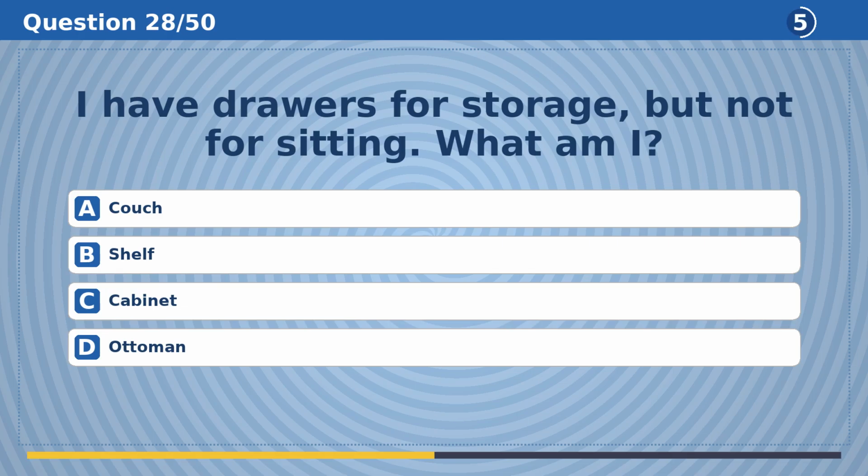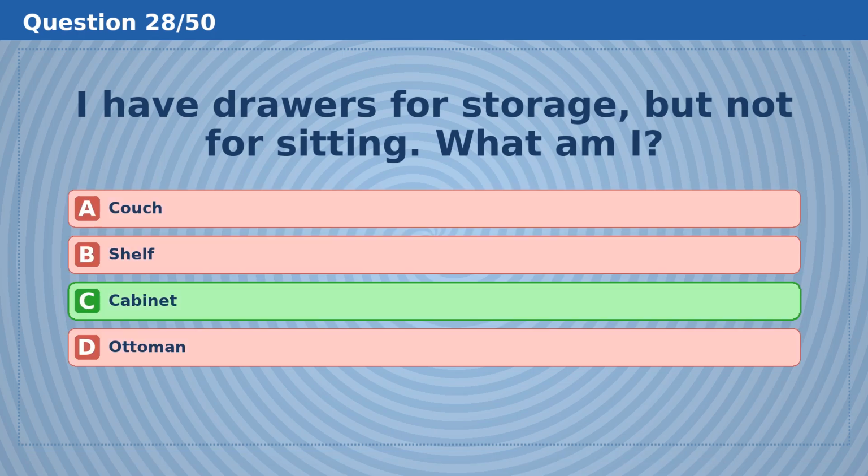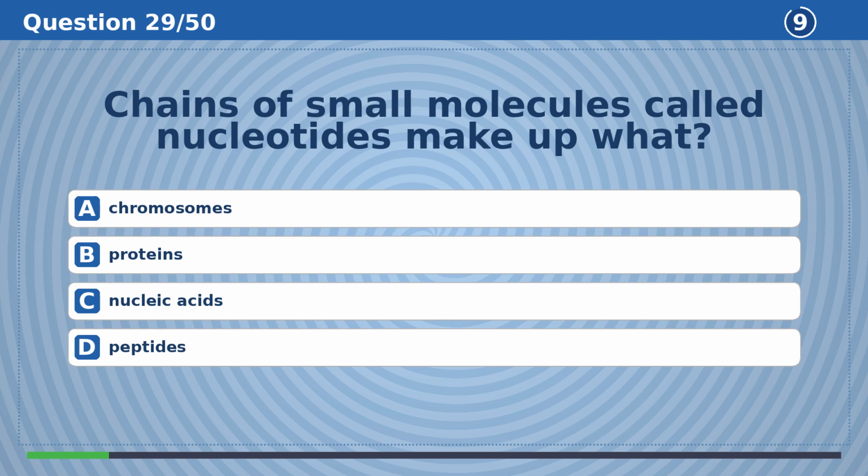I have drawers for storage but not for sitting. What am I? The answer is C. Cabinet.